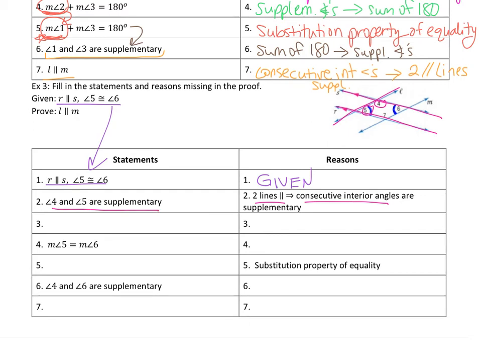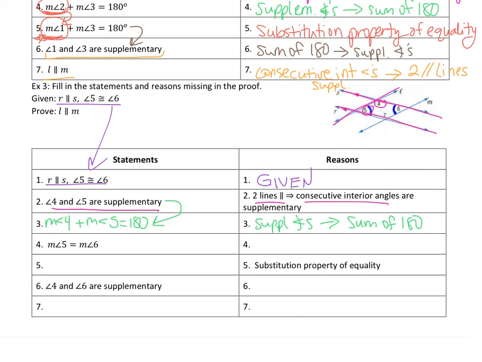We know from previously, if we say that two angles are supplementary, then we can set them up into an equation as the measure of angle 4 plus the measure of angle 5 is equal to 180 degrees. Our reason again is one we've seen before: knowing that they're supplementary implies that we can set them up as an equation equal to 180 degrees.